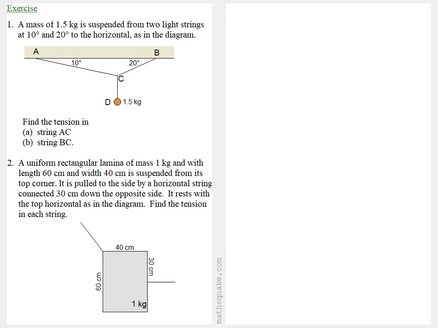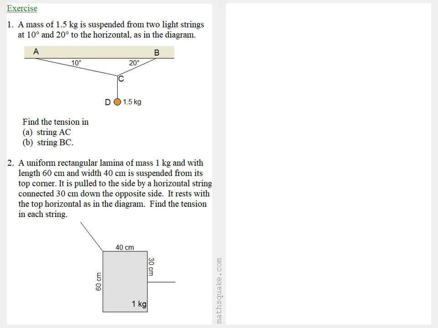The following exercise has two questions. Pause the video at this point and have a go at them yourself. When you've attempted them, restart the video and I'll go through the solutions. Okay, let's see how they're done.